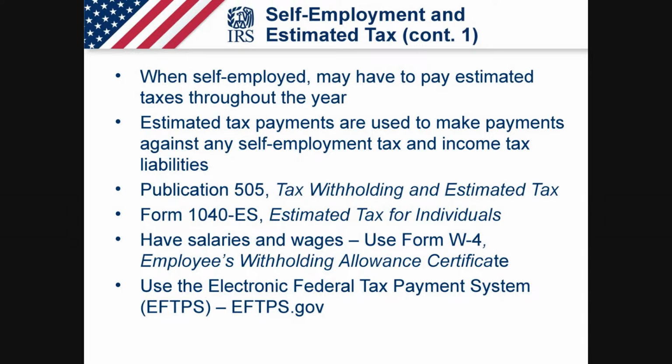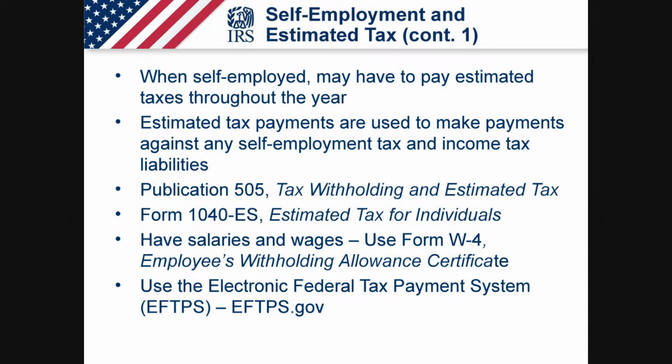Among the taxpayers who should consult Publication 505 are those who have dividend or capital gains income, will owe alternative minimum tax, or have other special situations. Form 1040-ES, Estimated Tax for Individuals, can also help taxpayers figure these payments simply and accurately.